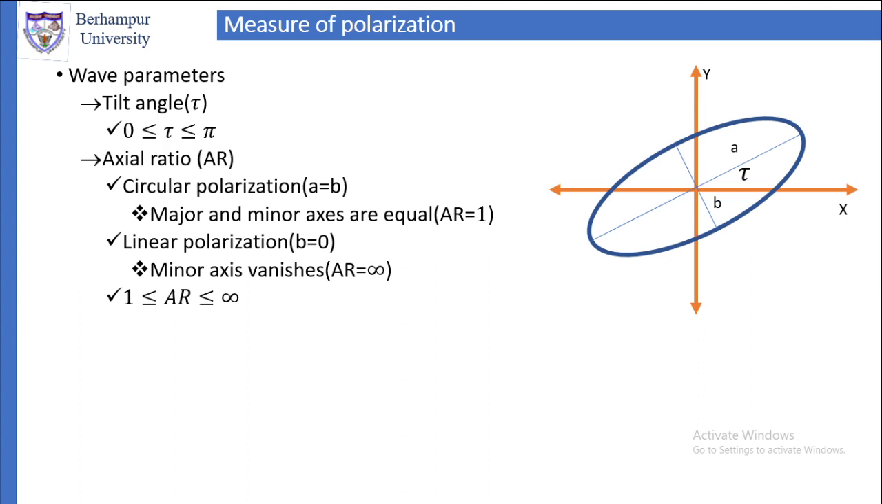So what are the limits on axial ratio? Axial ratio will be between 1 and infinity. So 1 is less than or equal to axial ratio is less than or equal to infinity. So that is the second wave parameter.